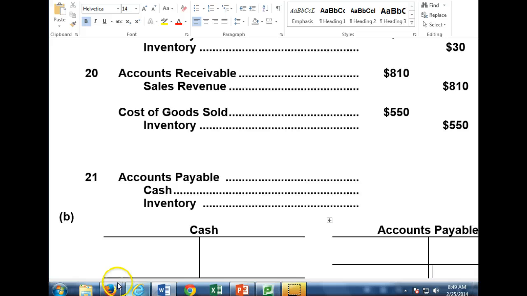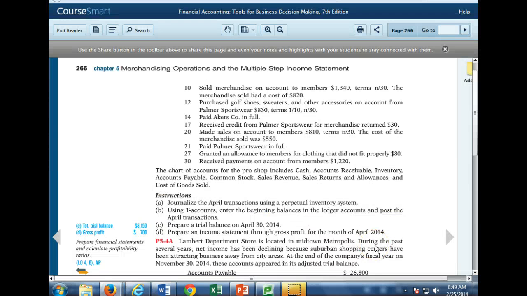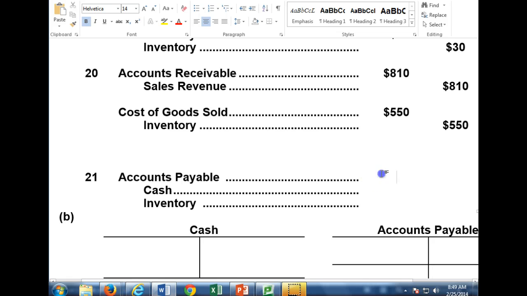Now let's look at the 21st. Paid Palmer Sportswear in full. How much do we owe Palmer? Here it was $830. Then we got a $30 credit. So how much do we owe him? $800. So we owe him $800.